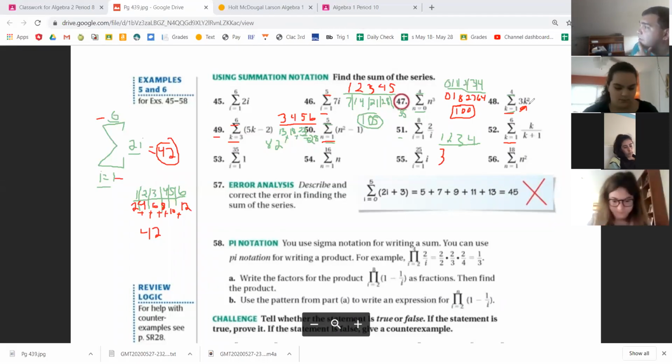So we plug in 2. 2 squared, 4. 4 times 3, 12. 3 squared, 9. 9 times 3, 27. 4 squared, 16. 16 times 3, 48.